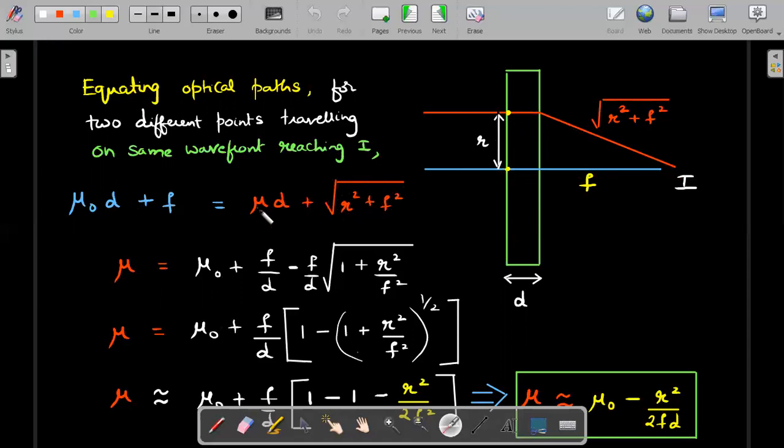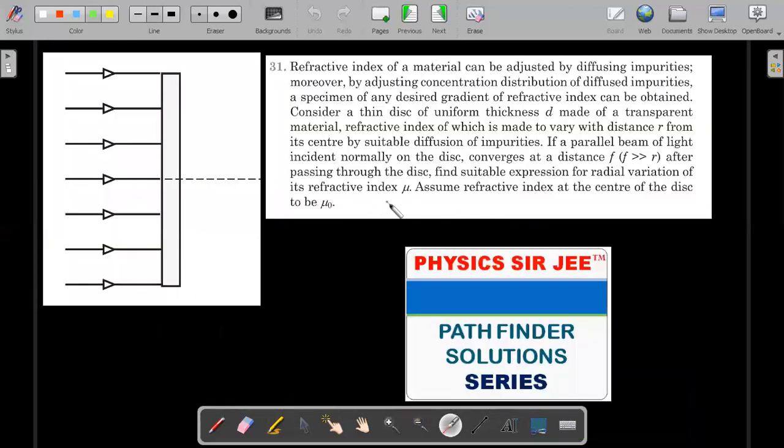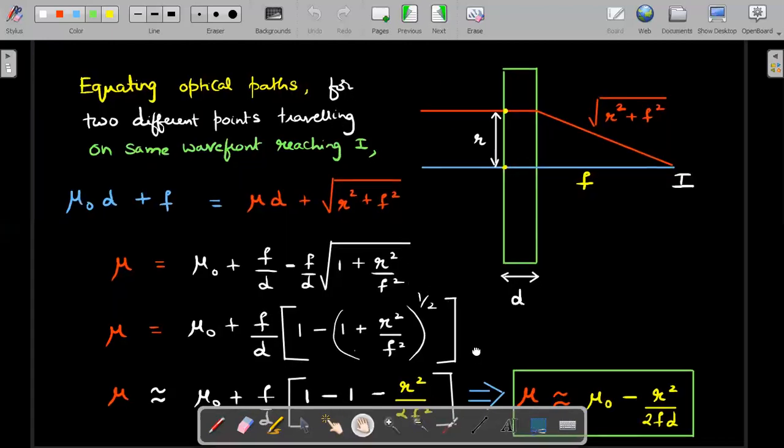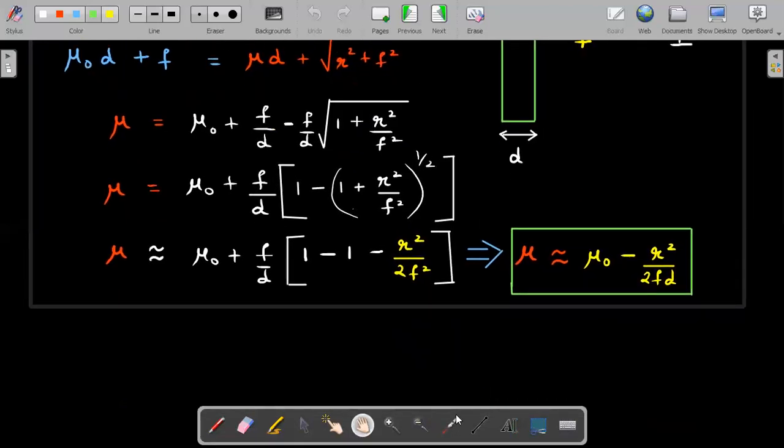So rearrange, he wants mu as a function of r. So I rearranged it. Okay, so took f by d common. He already said that the value of r is very small compared to f in the question. You could see that here. Assume the value of f is very, very large compared to r, which is very small. So that gives me a chance to use the binomial approximation. Okay, so this is very simple now.